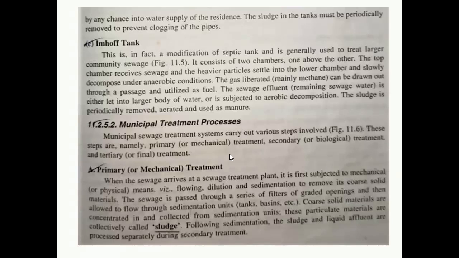It consists of two chambers, one above the other. The top chamber receives sewage and the heavier particles settle into the lower chamber and slowly decompose under anaerobic conditions. The gas liberated, mainly methane, can be drawn out through the passage and utilized as fuel. The sewage effluent is either let into a larger body of water or subjected to further decomposition. The sludge is periodically removed, aerated and used as manure.